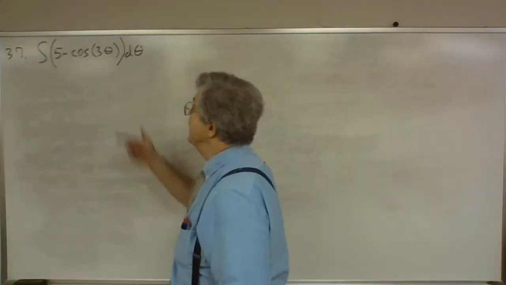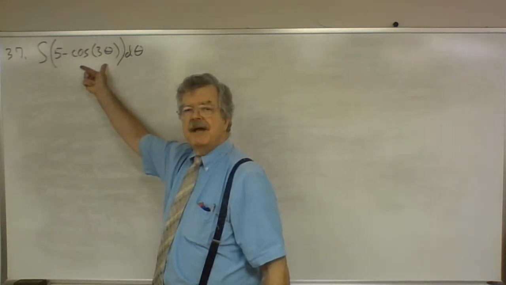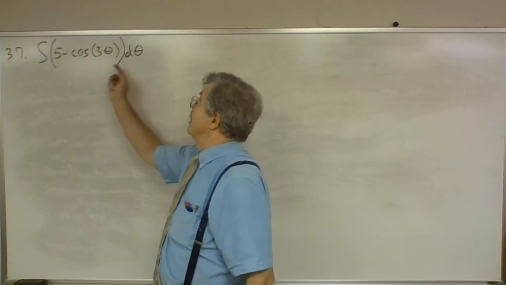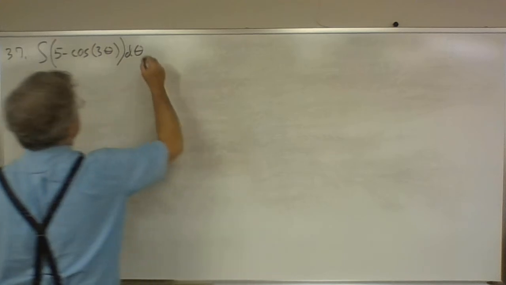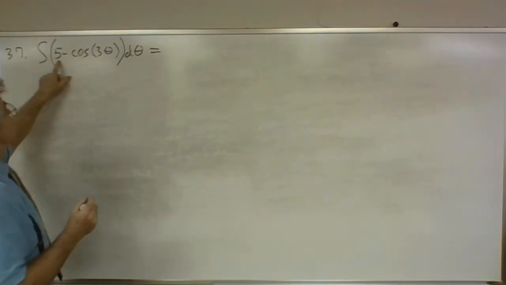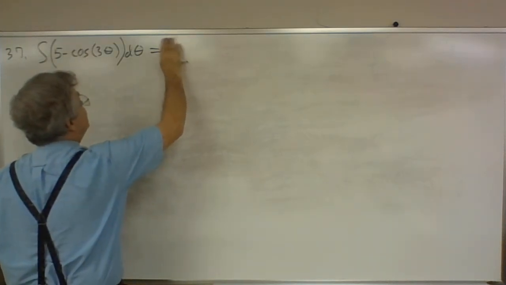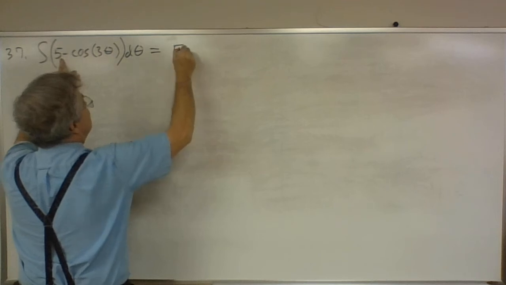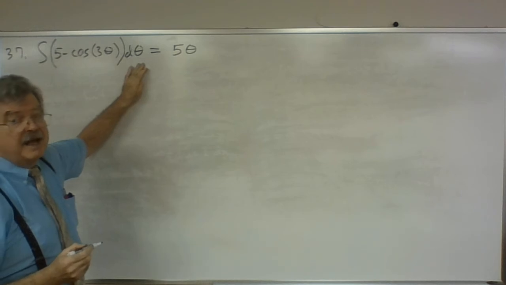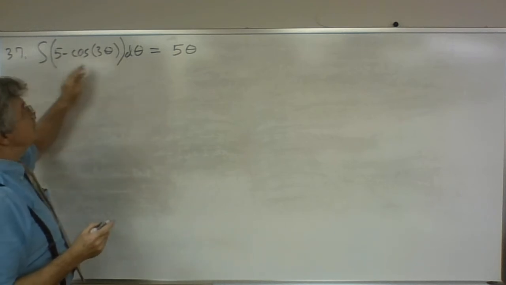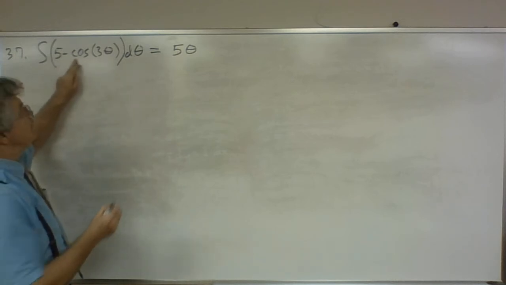Okay, here's our next exercise, and we're doing this with respect to the variable theta. We're computing the antiderivative or the integral with respect to theta. And we have the antiderivative of the difference of two terms. So we do the antiderivative of the first, which is 5 theta. If we were doing this with respect to x, the antiderivative would be 5x. But we're doing it with respect to theta, so the antiderivative is 5 theta.